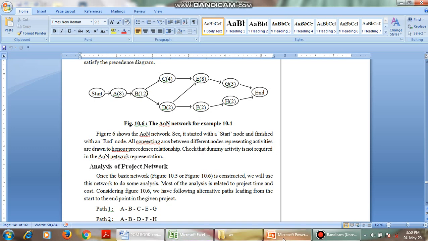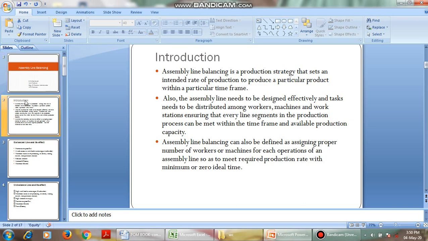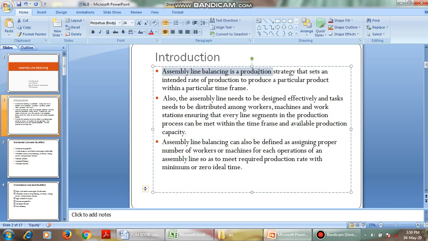Okay, right. Now we'll see the simple about assembly line balancing. Up to now we have gone for networking. Now let us see what is assembly line balancing. Assembly line balancing is the production strategy that sets intended rate of production to produce a particular product within a given time frame.